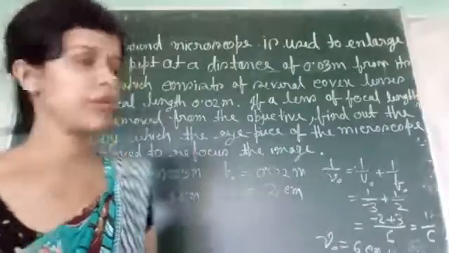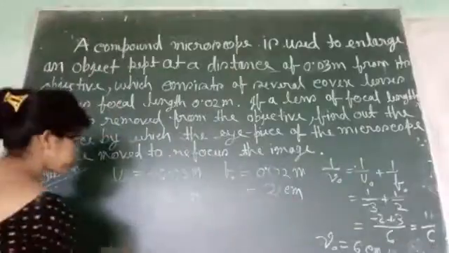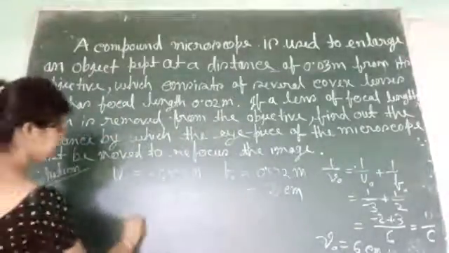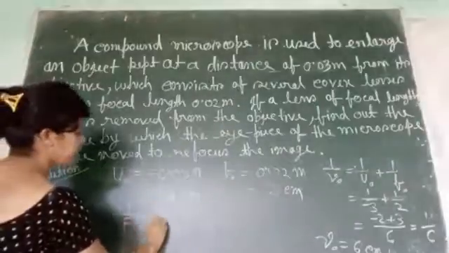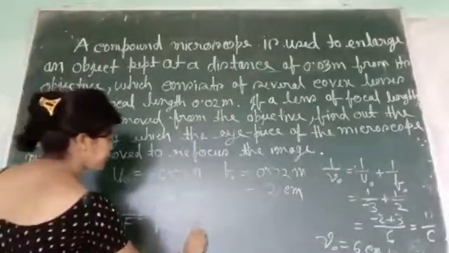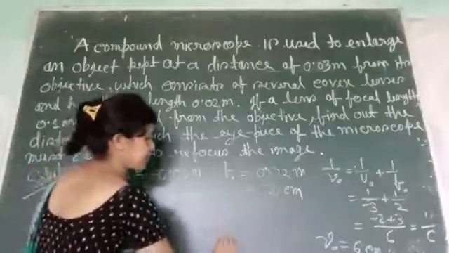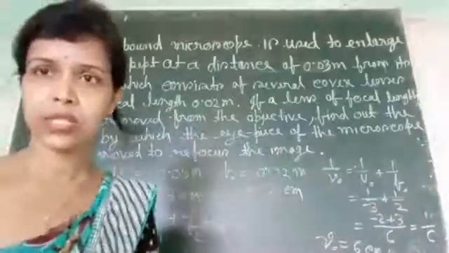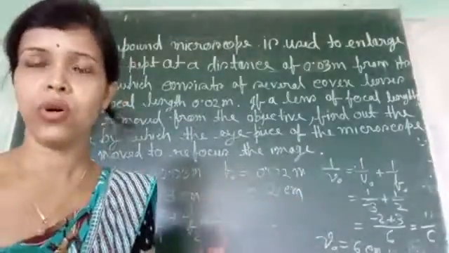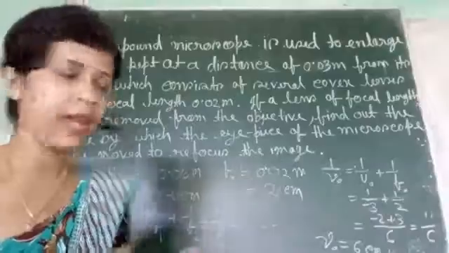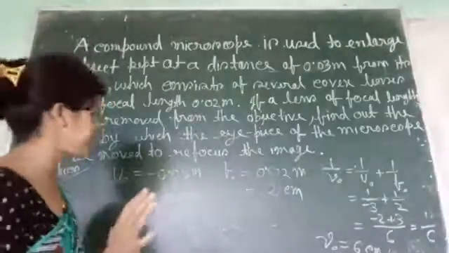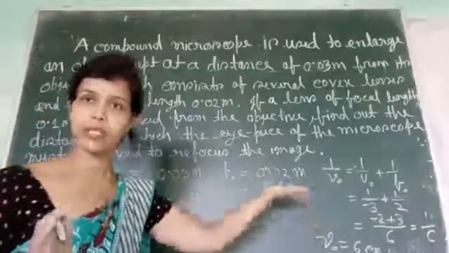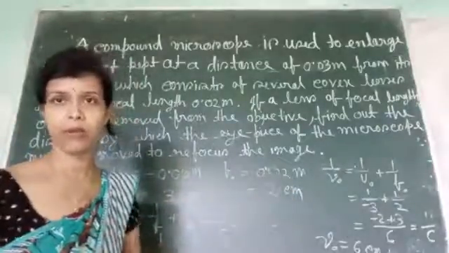Actually, for the combination of several convex lenses we get one relation: 1 by f is equal to 1 by f1 plus 1 by f2 plus 1 by f3. We already got this relation in theory: if we combine several convex lenses together, then the focal length of that combination can be measured as 1 by f is equal to 1 by f1 plus 1 by f2 plus 1 by f3, and so on, for as many convex lenses as we add.